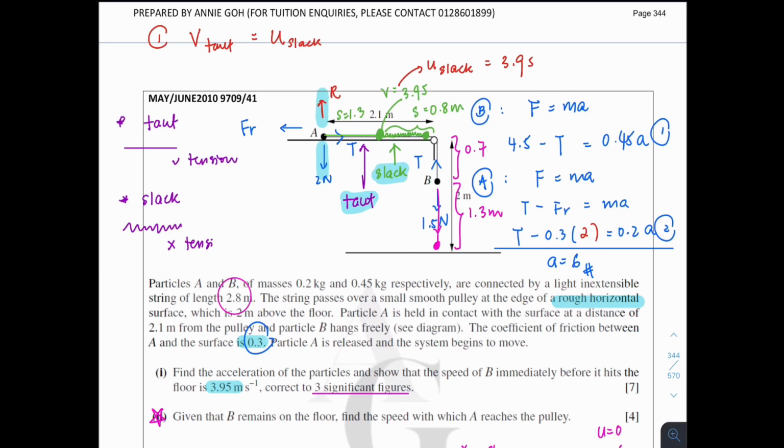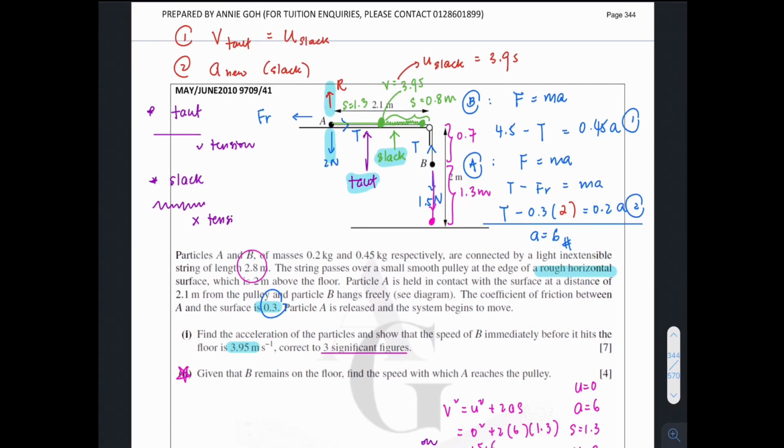The other thing to take note of is that when it's slack, it no longer travels with the same acceleration. It should travel slower. So we need to find the new acceleration when it's slack. This is the second thing you have to take note of in this type of question. You have to find the new acceleration when it's slack. Okay, so let's try to do this.